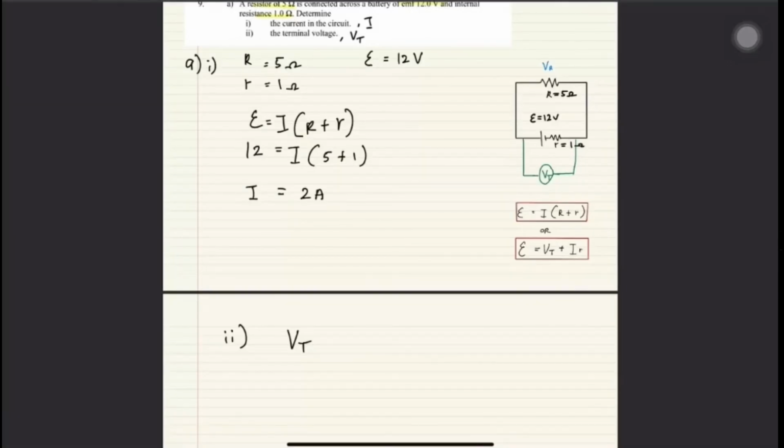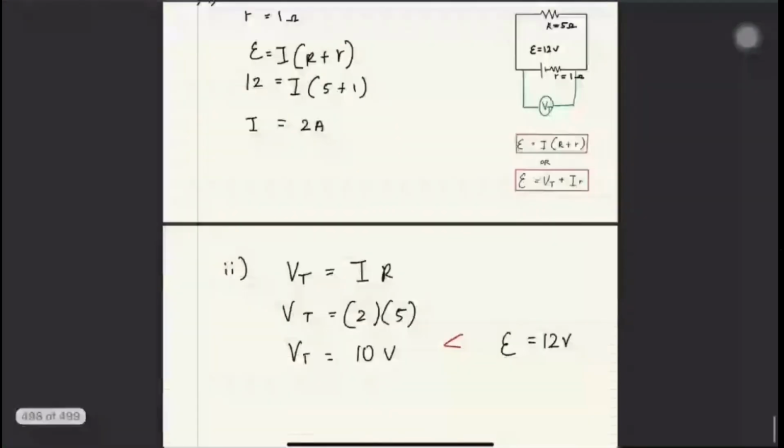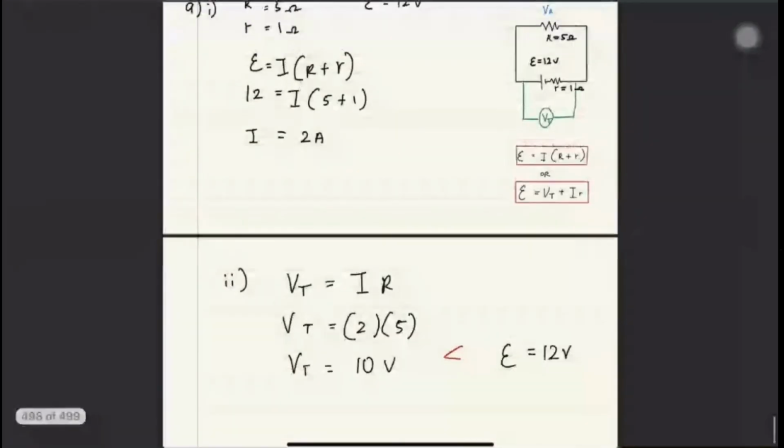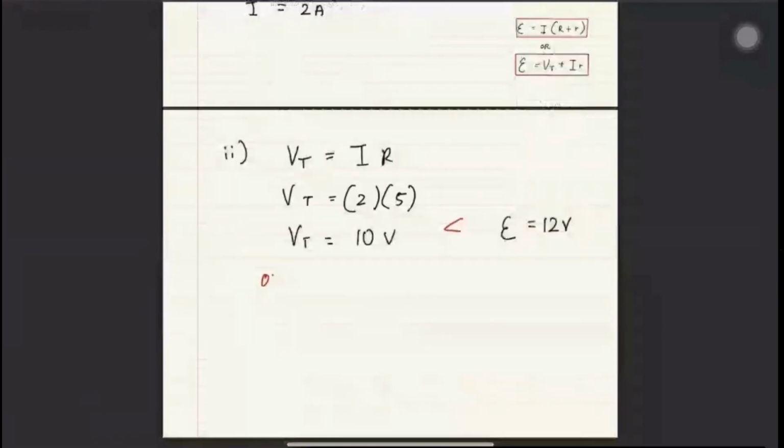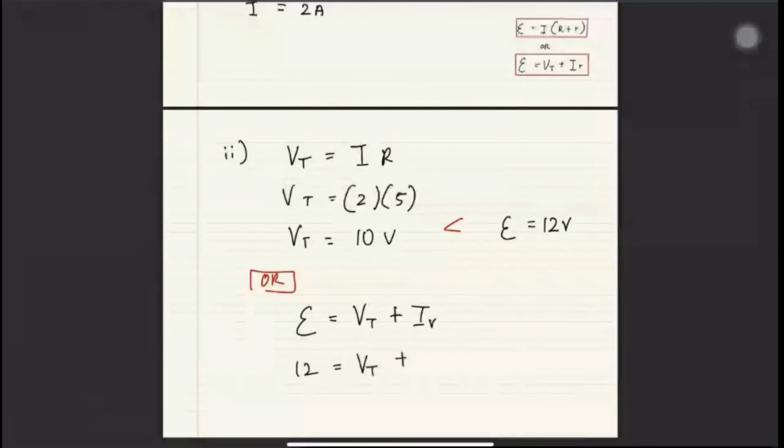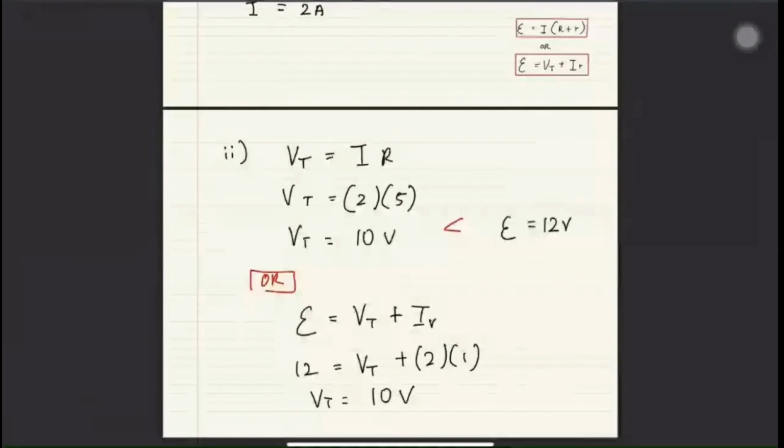If you want to calculate using the second equation, I can show that too. Epsilon equals V terminal plus Ir. Epsilon is 12, V terminal we want to find, I is 2 multiplied by 1. V terminal equals 10 volt. Same. Okay. Any questions? Okay, if there's no question.